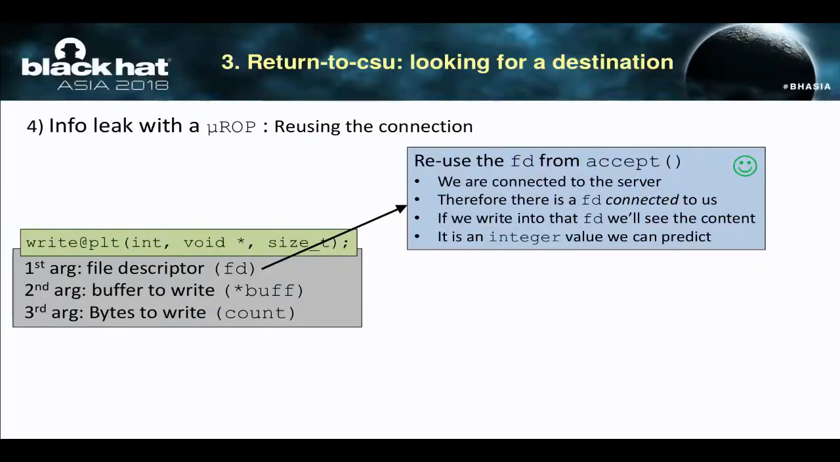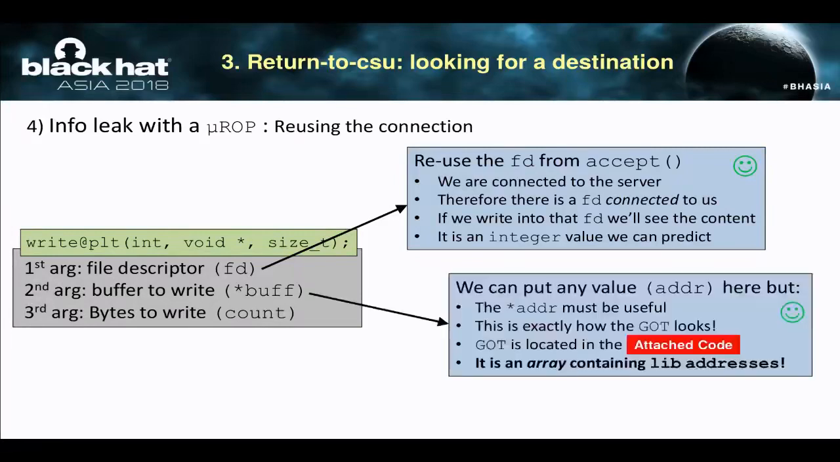If we are able to call this write, we can control the file descriptor in order to leak information to us. For example, we can call write, and if we are connected to a server, that means this server internally keeps a file descriptor associated to our connection. So if we write to this file descriptor, the message will arrive to us. Basically, the file descriptor is an integer that we can predict. This is trivial. The most problematic one is the pointer: we can put any value, but better said, we cannot control the content of the pointer.